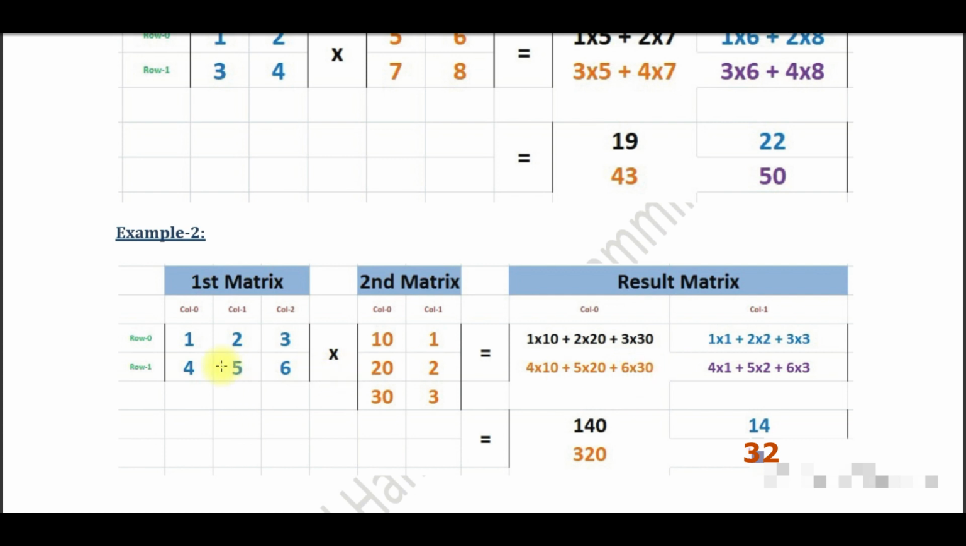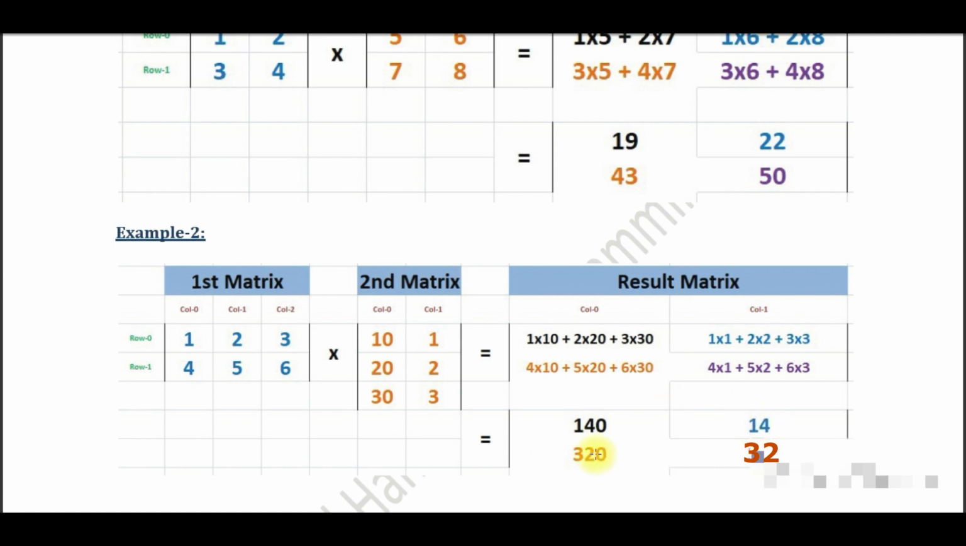Now row 1 and column 1. This is basically the 1 1 position in the result matrix, and this is nothing but these positions, right? How can we get the value? 4 into 1, plus 5 into 2, plus 6 into 3. We are doing the same thing: 4 into 1 plus 5 into 2 plus 6 into 3. Finally the calculations come to 140, 14, 320, and 32.